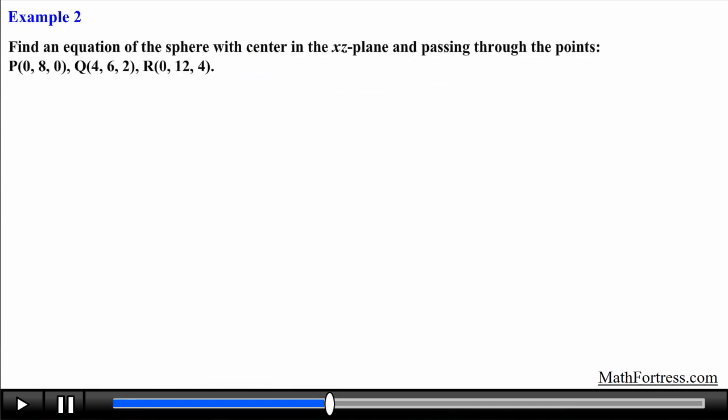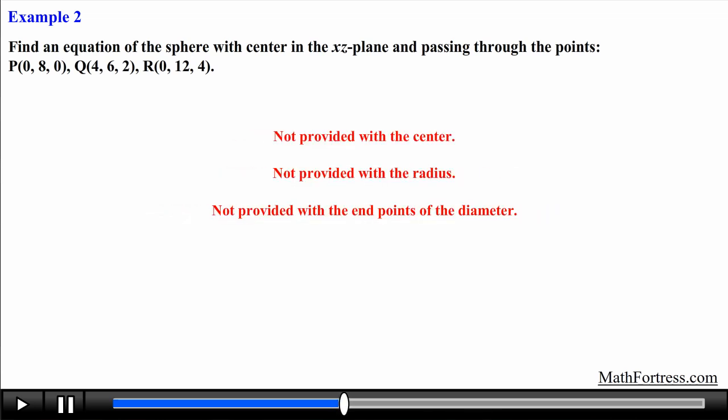Find an equation of the sphere with center in the xz plane and passing through the points P, Q, and R. Notice that in this problem, we are not provided with the center or the radius of the sphere, nor are we provided with the endpoints of the diameter. We are dealing with a completely different problem, not addressed in the previous videos.